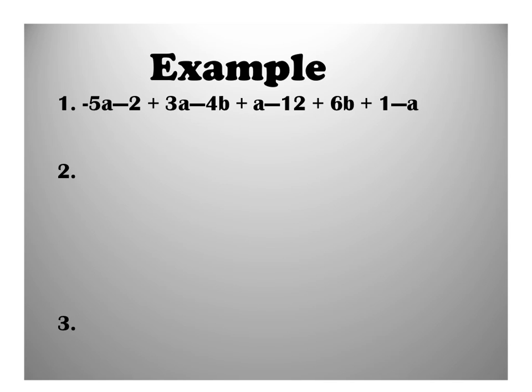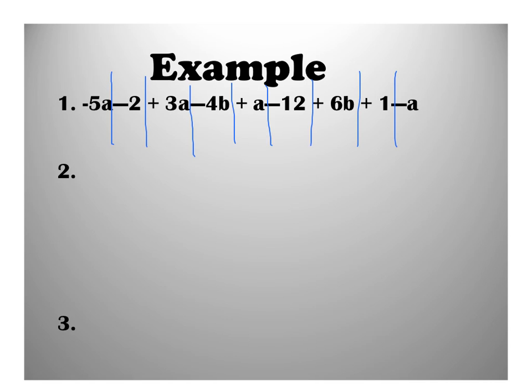So if we look here at the example that is in your foldable, we have negative 5a minus 2 plus 3a minus 4b plus a minus 12 plus 6b plus 1 minus a. First thing I'm going to do is separate my terms. So we have negative 5a, negative 2, 3a, negative 4b, a, negative 12, 6b, 1, and negative a. So I'm going to use 3 different colors.